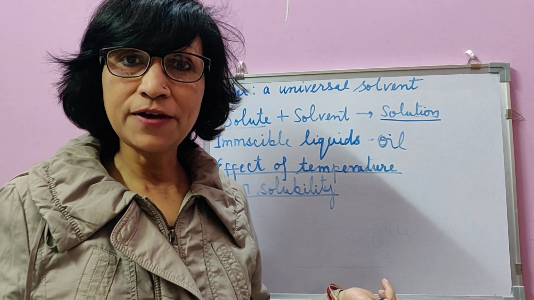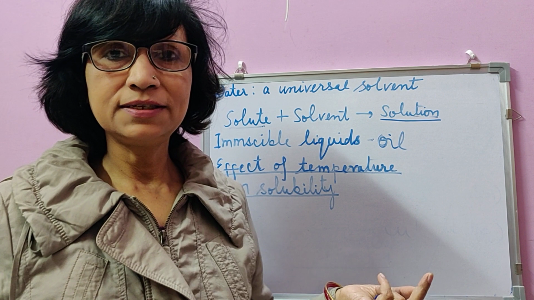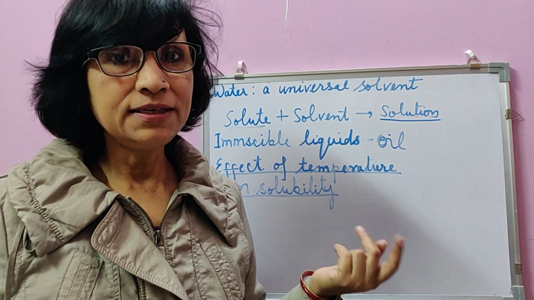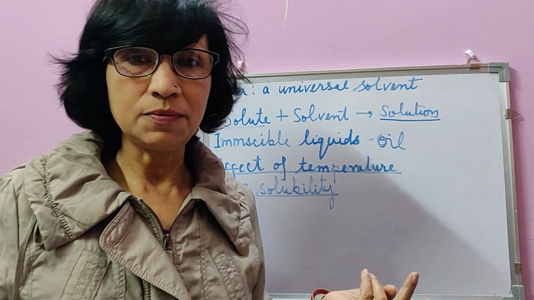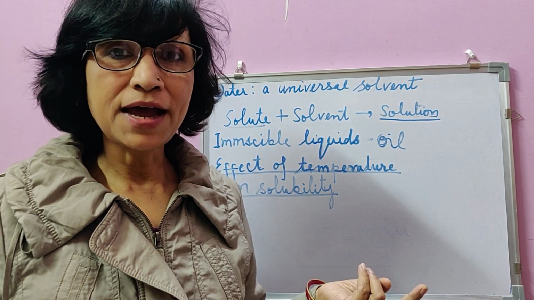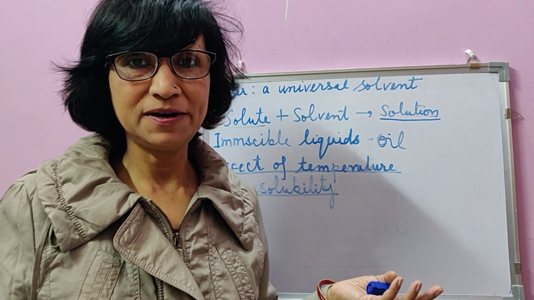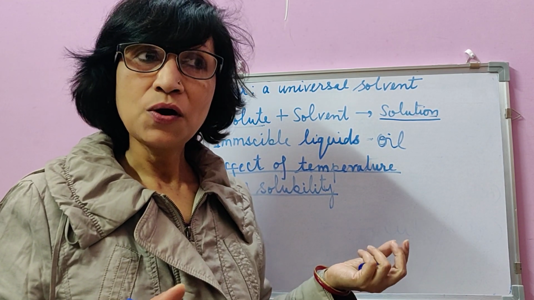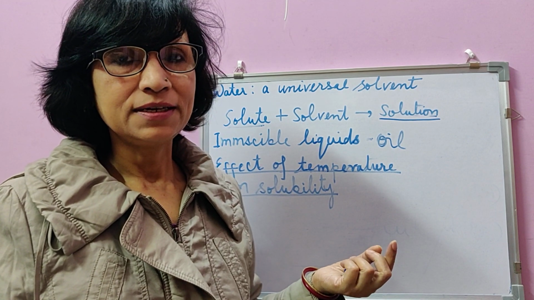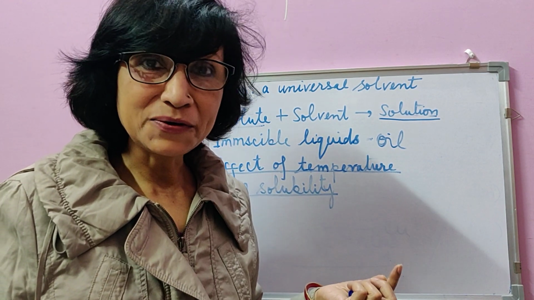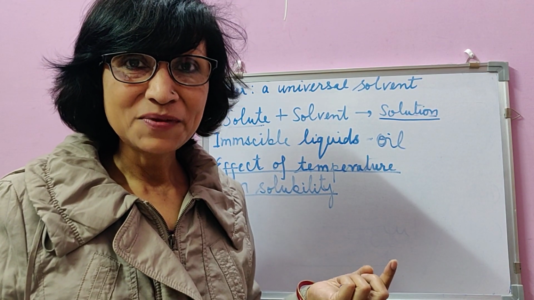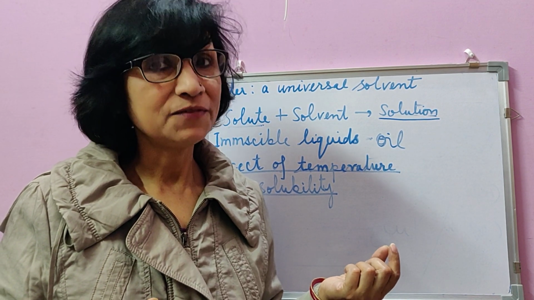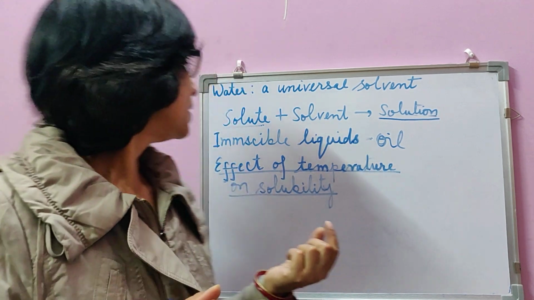Gases as well dissolve in water, like oxygen, ammonia, carbon dioxide, nitrogen. These gases are more or less soluble in water. Ammonia and carbon dioxide are fairly soluble in water. Actually, ammonia is the most soluble if we talk about oxygen, nitrogen, carbon dioxide and ammonia. Ammonia is the most soluble out of these four gases.